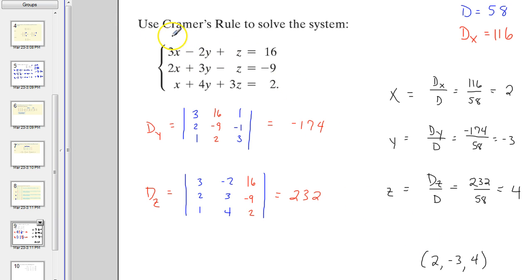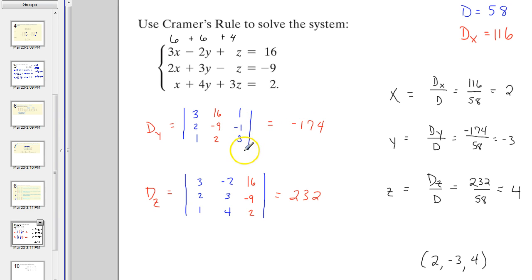2 times 3 is 6, minus 2 times negative 3 is plus 6, plus z is 4. 6 and 6 is 12, plus 4 is 16. So it's going to work. It's going to work on all three. You can verify it with a RREF on an augmented matrix of this original form and see that it works. Okay, so Cramer's rule is perfectly fine for you to show your work and do that.